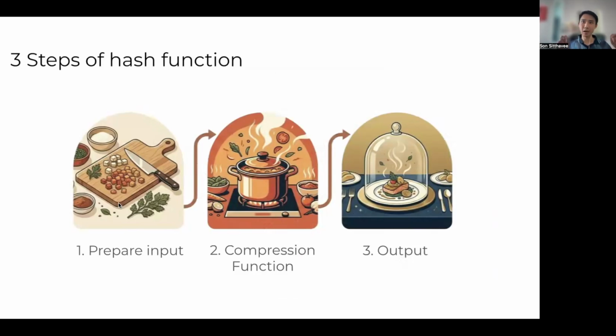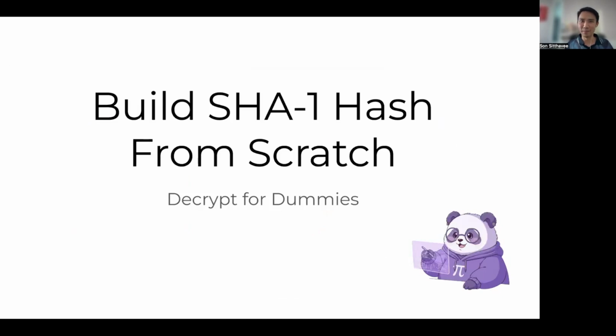All right, and that's the overview of the three steps of the hash function. We prepare the input, we put it into the compression function, and then we get the output. I hope you learned something new about building a SHA-1 hash from scratch.